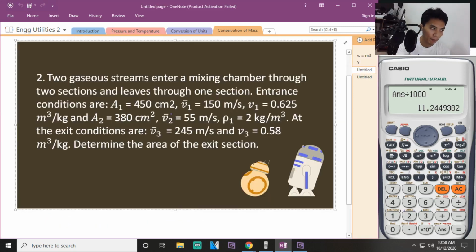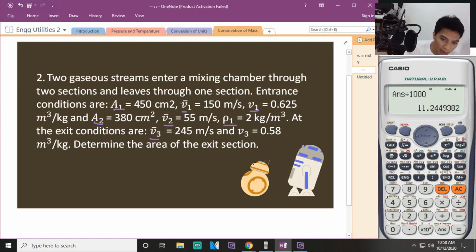The next one. Two gaseous streams enter a mixing chamber through two sections and leaves through one section. The entrance conditions are A1, A2, tapos meron tayong B1, specific volume, velocity 2, tapos density 2, at exit condition. Yan daw yung mga given dyan. So, i-underline muna natin, okay?